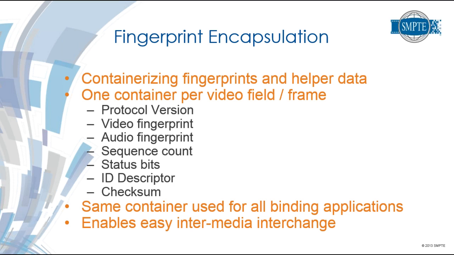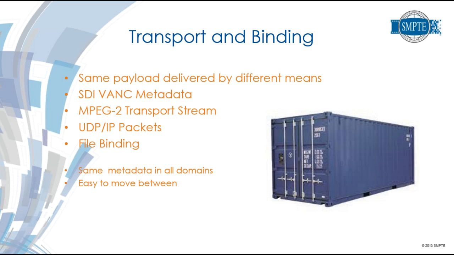We're using the same container for all binding and transport applications. This is kind of important. The fingerprint bucket always looks the same, whether it's inside SDI or whether it's inside a file. The payload is the same. This means that we can get in between media very readily. We can come out of a file and generate an SDI stream, and that same payload can just come off the disk and go into the video. We don't have to take it apart and code a whole new bucket for that transport. So the transport and binding that we're covering, at least right now in the SMPTE work, is the same payload being delivered by different means: over SDI VANC metadata, over an MPEG-2 transport stream, and over UDP, over IP packets. We're also considering how to bind this payload to files.